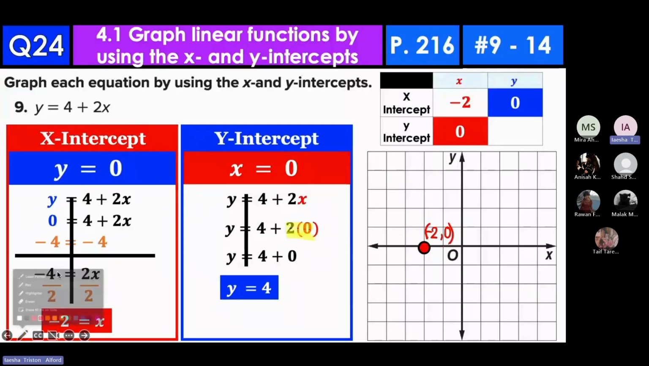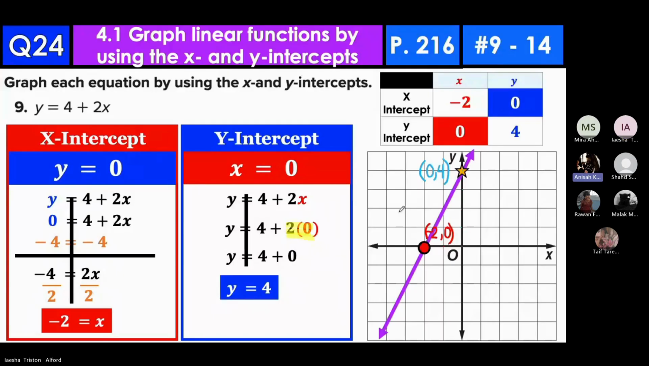The y-intercept, what number is it? +4. The y-intercept must be on the y-axis. So we're starting at 0. We want +4. We should go up 4. 1, 2, 3, 4. You put points there. Make sure you label it. 0 and +4. Do not forget to draw the line.